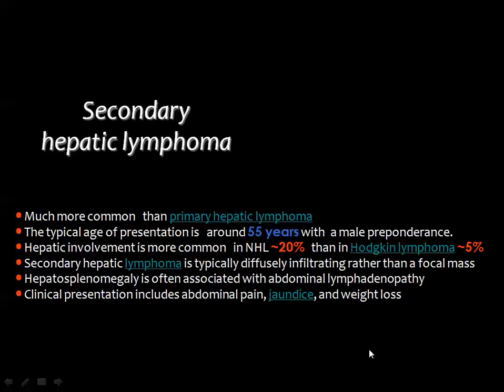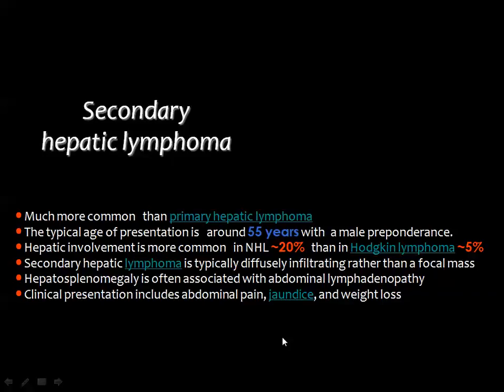Then the typical age of presentation is around 50 years with a slight male preponderance. Hepatic involvement is more common in non-Hodgkin lymphoma compared to Hodgkin lymphoma. And secondly, hepatic lymphoma may affect the liver either diffuse or in the form of multiple focal masses. But you may remember that the appearance of lymphoma in the liver is usually non-specific on the different imaging modalities.